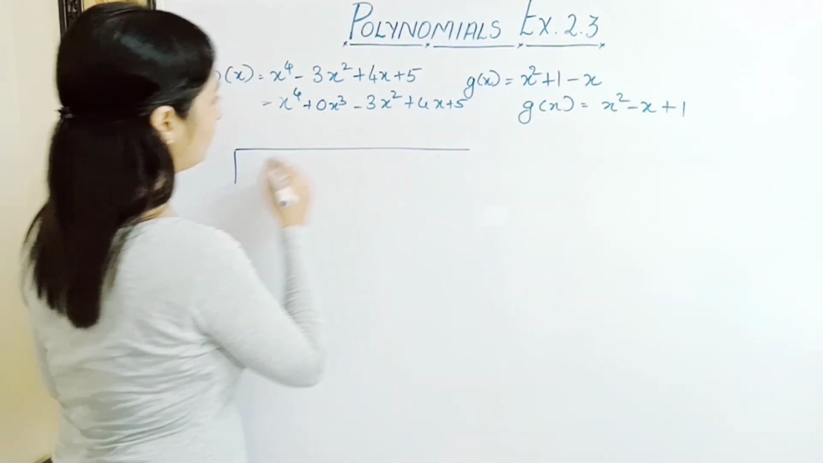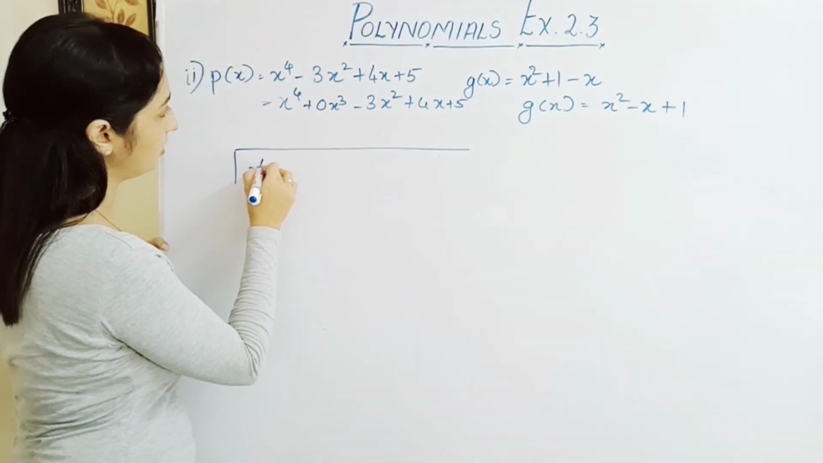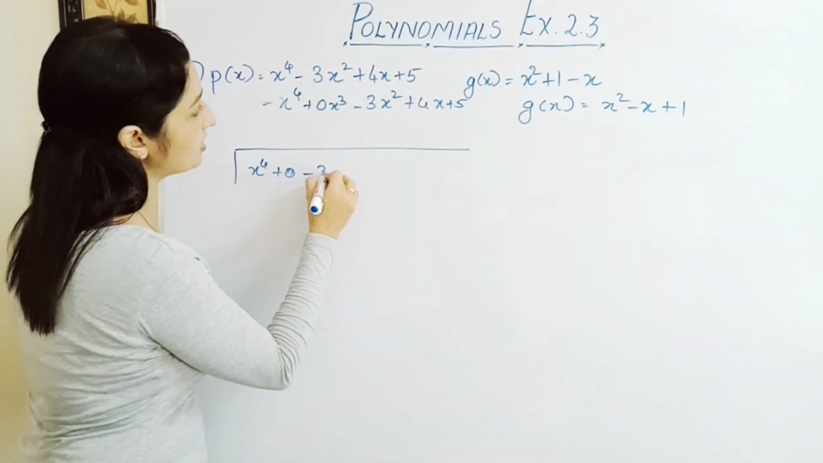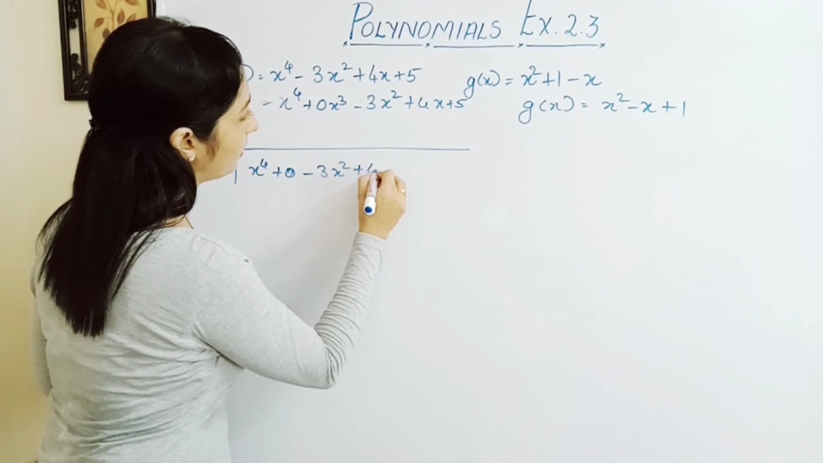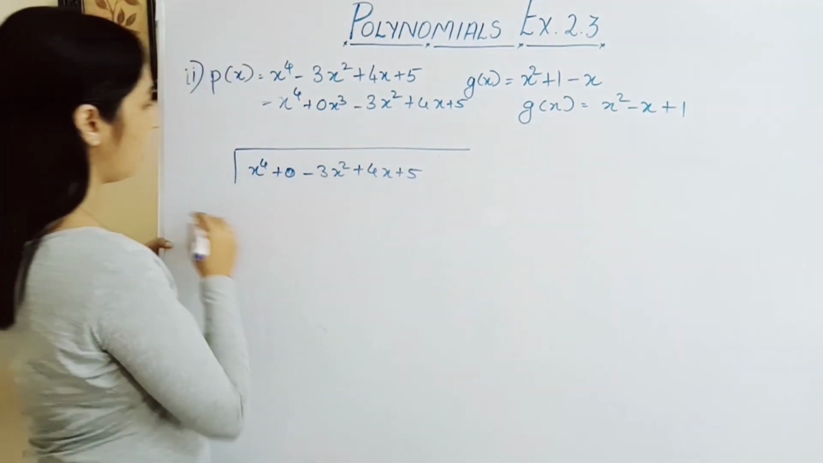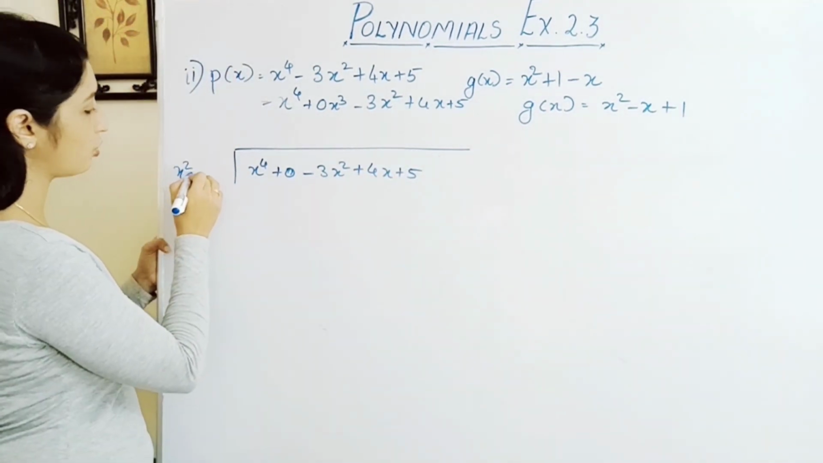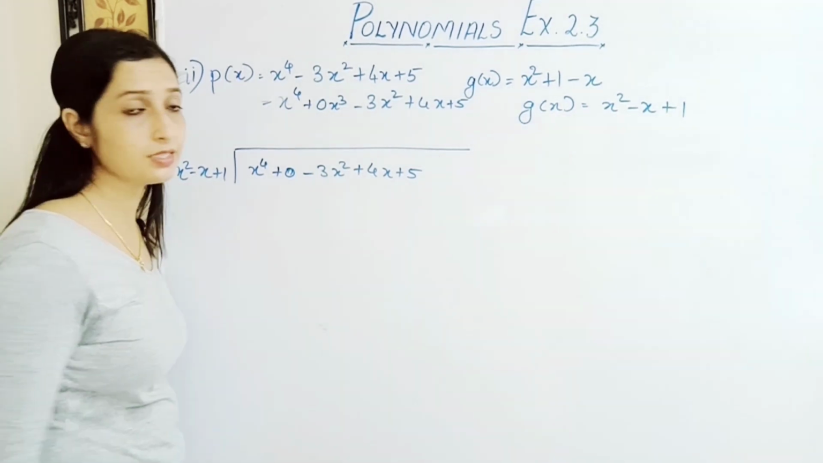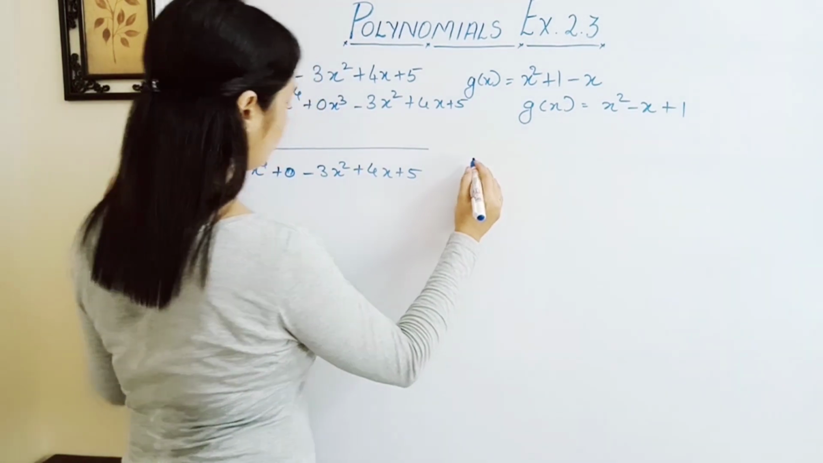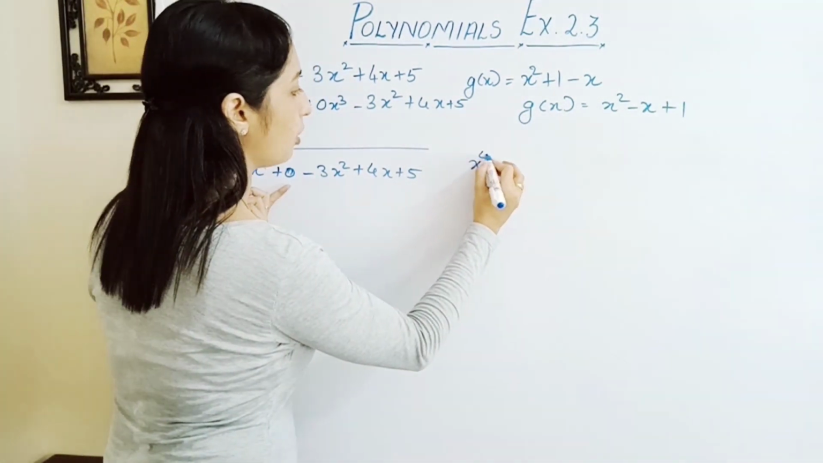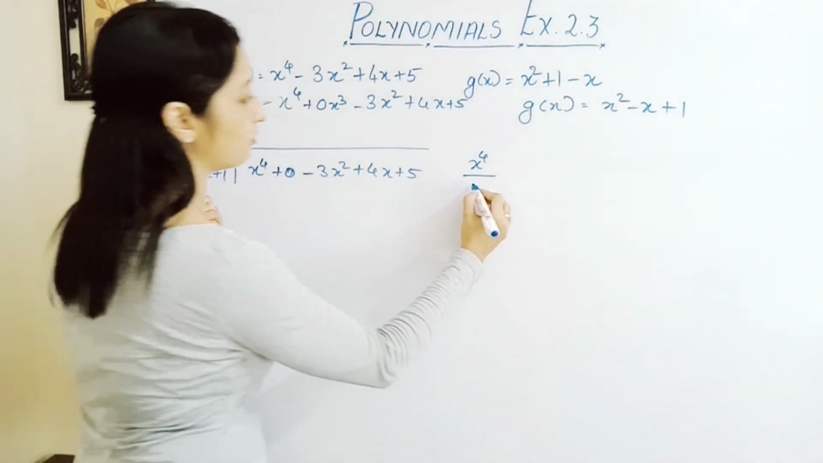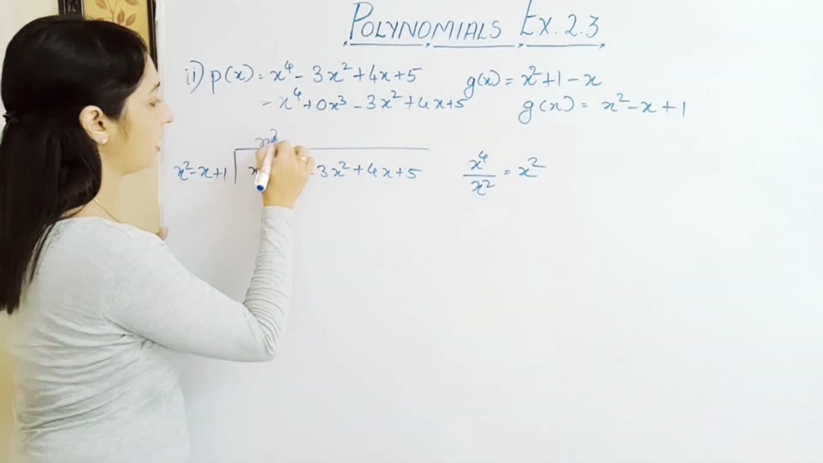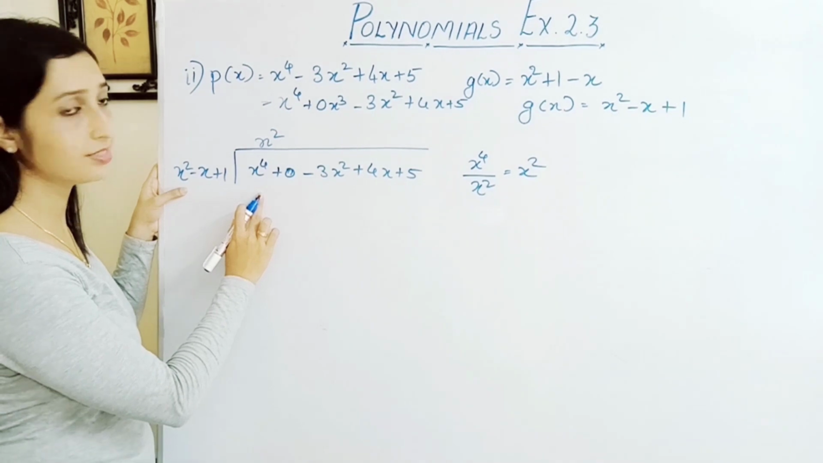That is, you write the dividend here, which is x raised to 4 plus 0 minus 3x square plus 4x plus 5, and your divisor is x square minus x plus 1. To find out the first term of the quotient, what do you do? You divide the first term of the dividend by the first term of the divisor. So you get x square. So here x square.